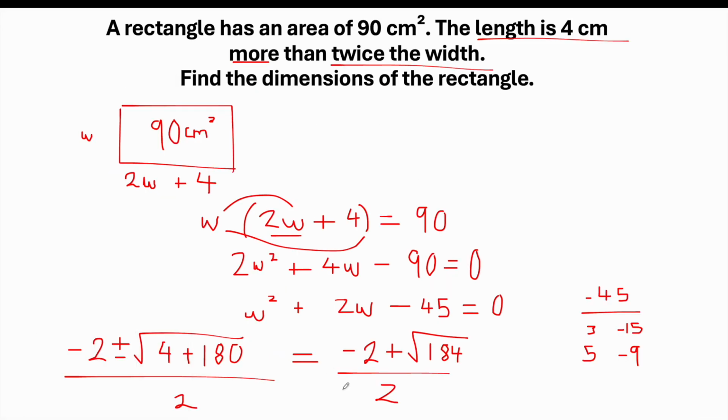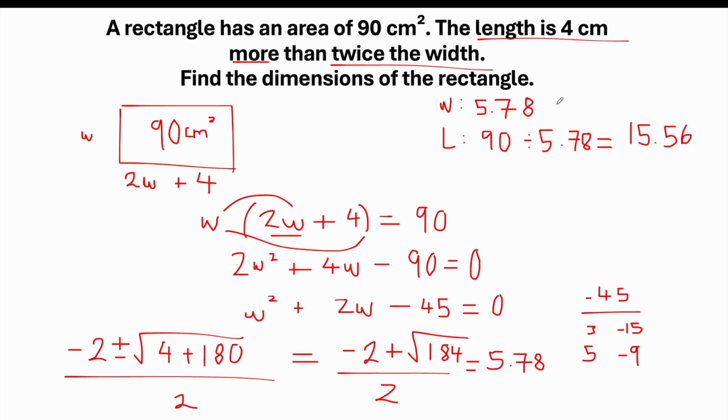So to finish off the problem, we are going to write down the answer to this quadratic formula, which is 5.78 to 2 decimal places, and so that we have the width is 5.78, and then the length is 5.78 times 2 plus 4. And last but not least, make sure we put the dimensions as centimetres.